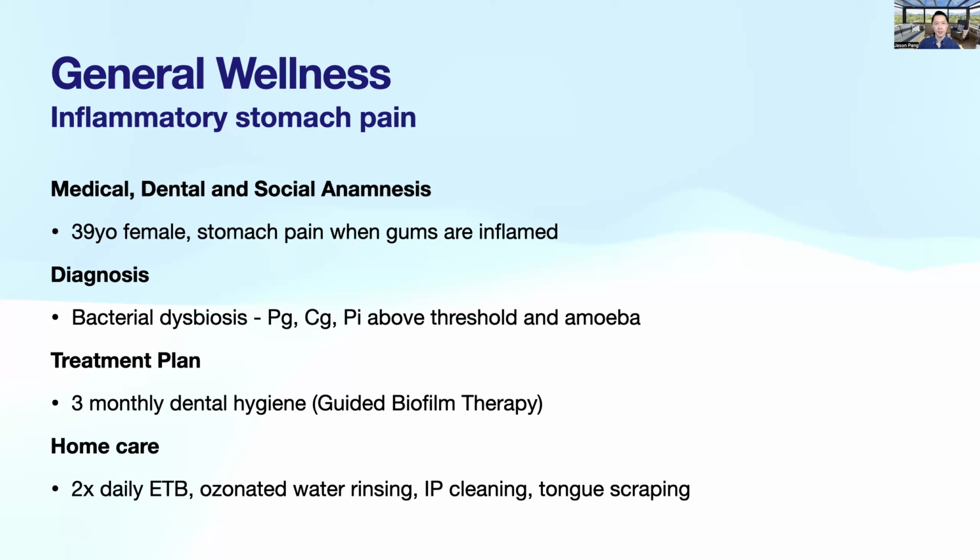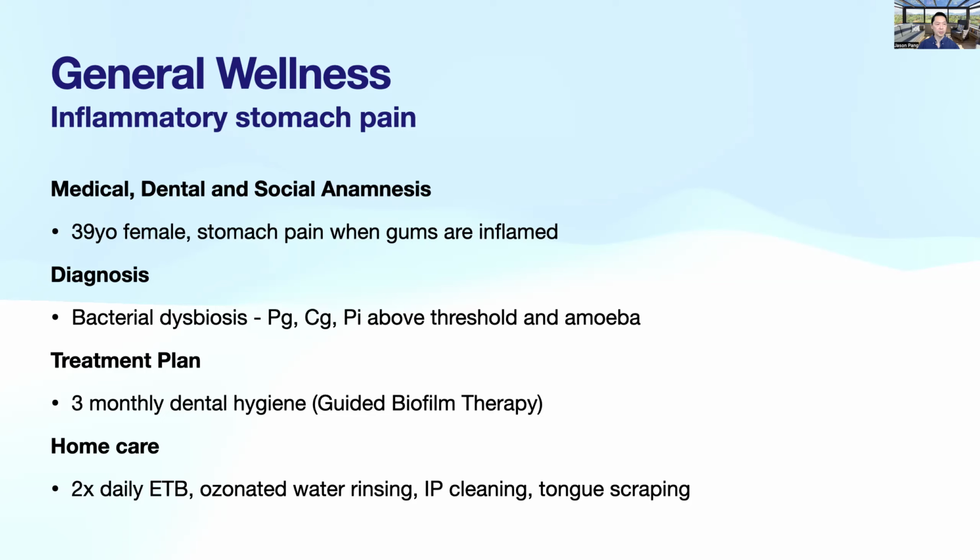Here's a case where the patient was generally well, but had this inflammatory stomach pain, and she had the stomach pain whenever her gums would be inflamed as well. So doing the bacterial testing, we found that PG, CG, PI were all above threshold, but she also had some amoeba. So the dental treatment was dental hygiene every 3 months with guided biofilm therapy, which is an air polishing technique specifically to remove biofilm.